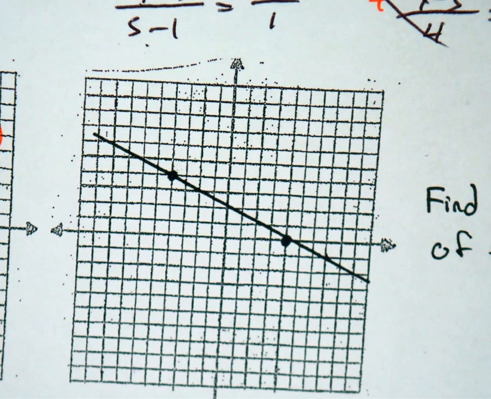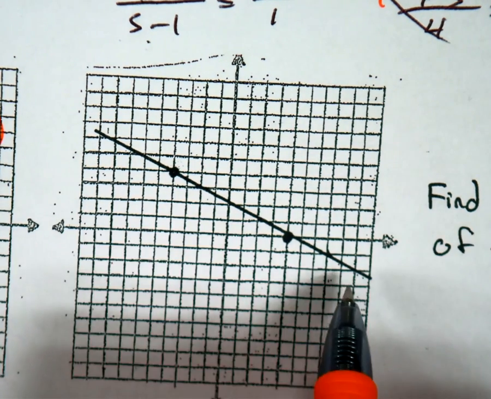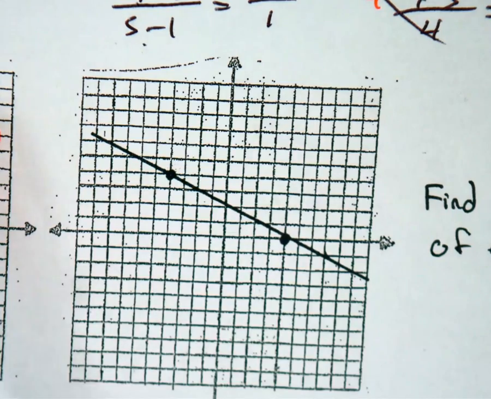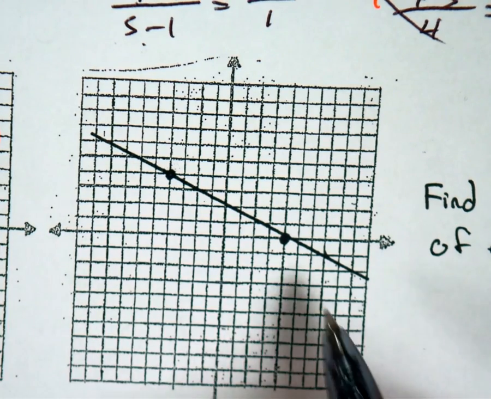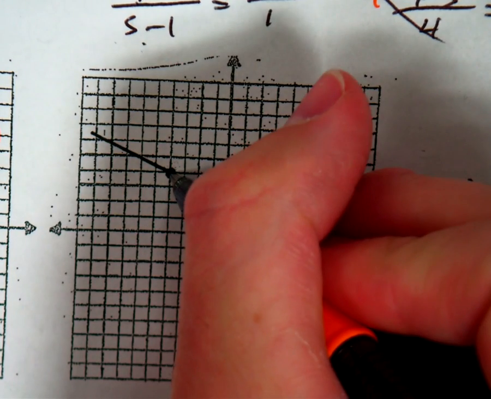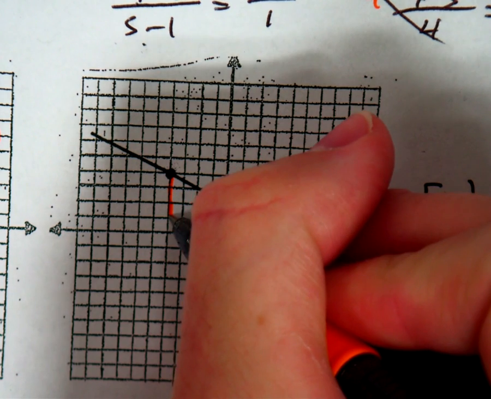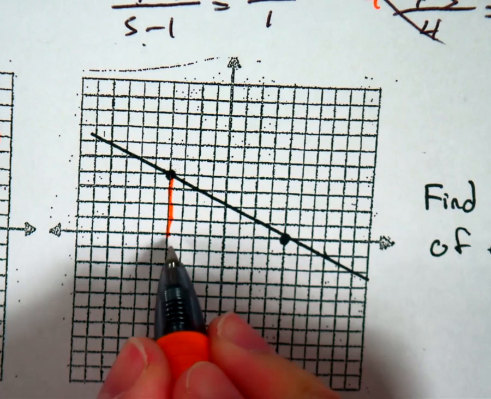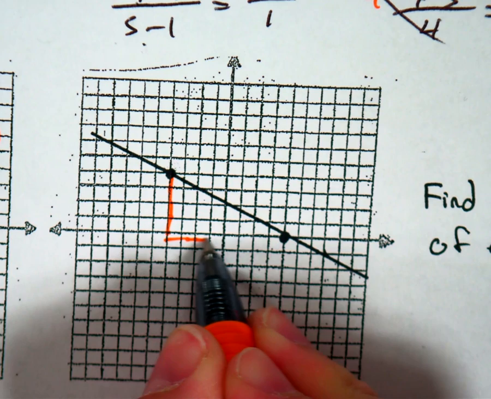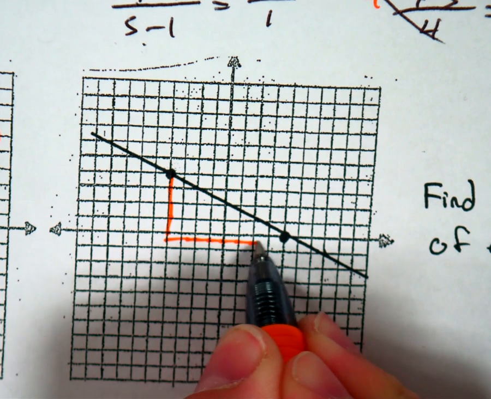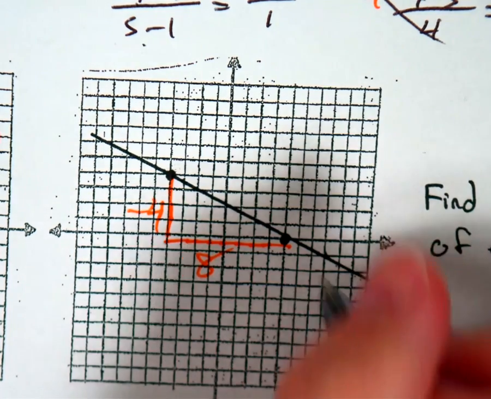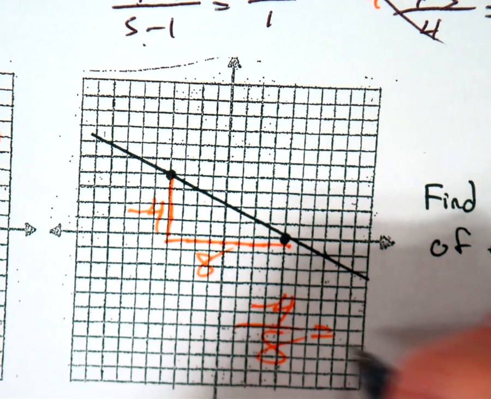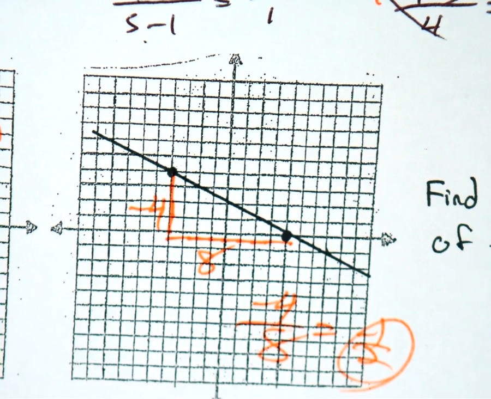Alright, welcome back. Let's see how you did. We're going downhill, so that's going to be a negative. Downhill as I go left to right. If I'm reading this left to right like a book, we're going down, so I know this is going to be negative. Down 1, 2, 3, 4, and over 1, 2, 3, 4, 5, 6, 7, 8. So I went down 4 over 8. Negative 4 over 8, that's a slope of negative a half.